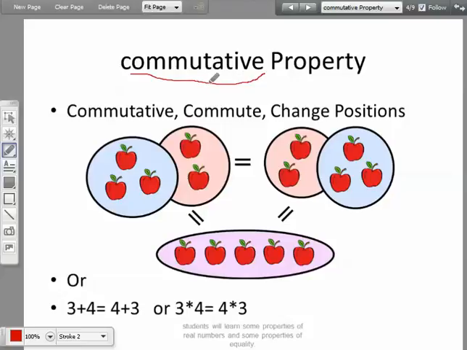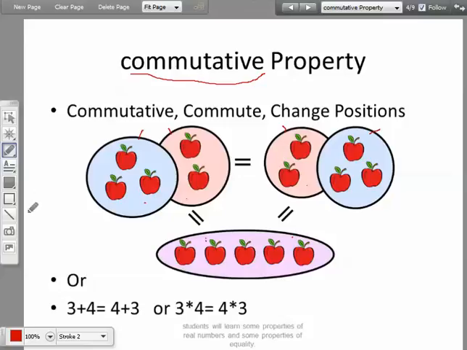The first property we're going to talk about here is called the commutative property. Commutative comes from the root word to commute. Well, when people commute, they move from one place to another place or they change positions. And that's exactly what happens when you have the commutative property. Here I've got 3 apples and here I've got 2 apples. That's the same thing as saying I've got 2 apples and 3 apples. They commute, they change their position. Why? Because 3 plus 2 is 5, just like this one down here, and 2 plus 3 is 5.